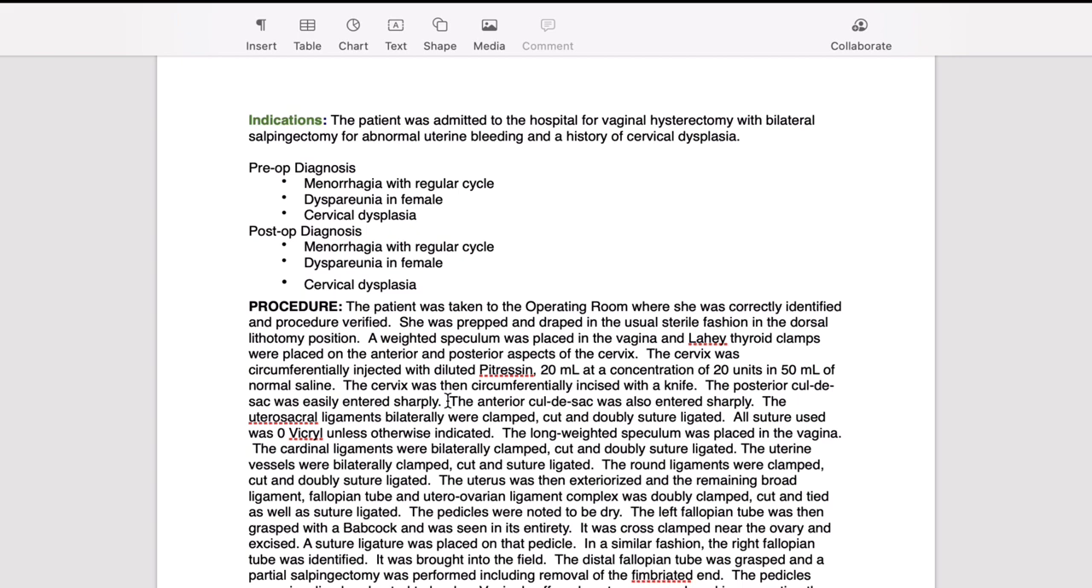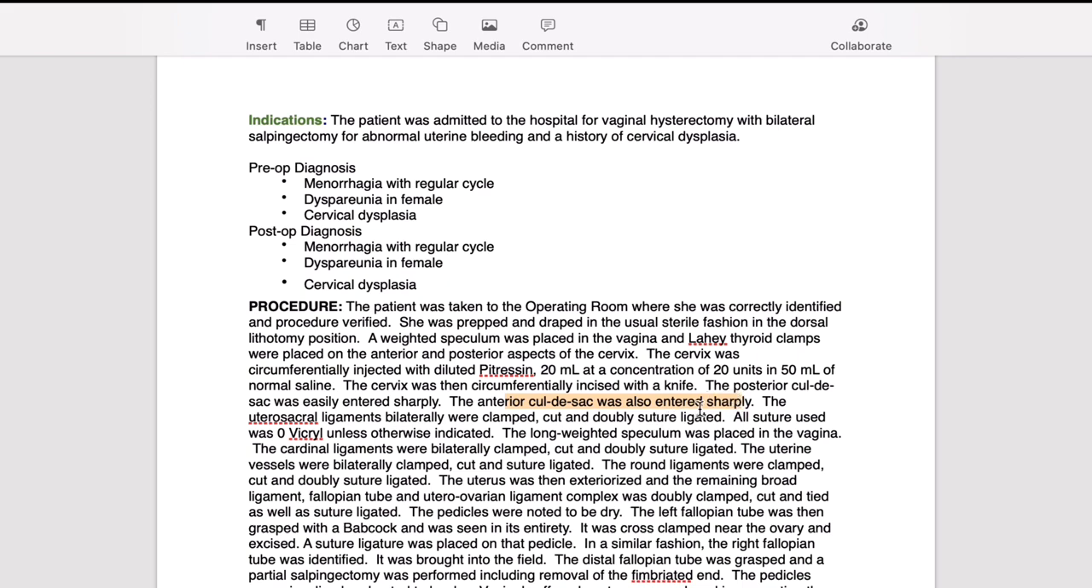That's what I wanted to make sure you guys pay attention to, because remember the other one, we changed the gloves and we moved to the abdomen. With a vaginal hysterectomy, you're going to stay down there, and that's where the procedure is going to start. So right here where it says the cervix was circumferentially injected, and then the same thing, incised with a knife. The posterior cul-de-sac was easily entered sharply, and then the anterior cul-de-sac was also entered sharply. So we're doing this procedure down below.